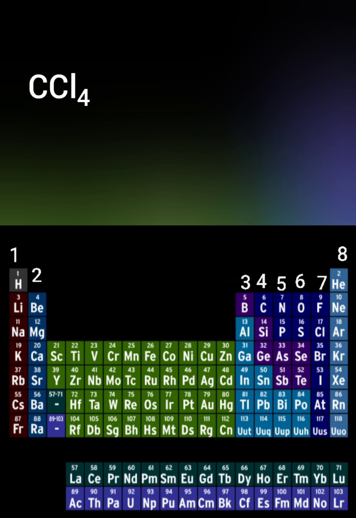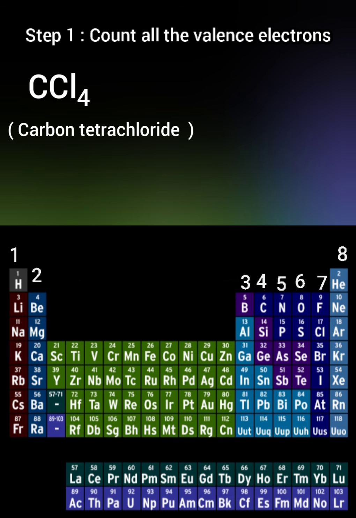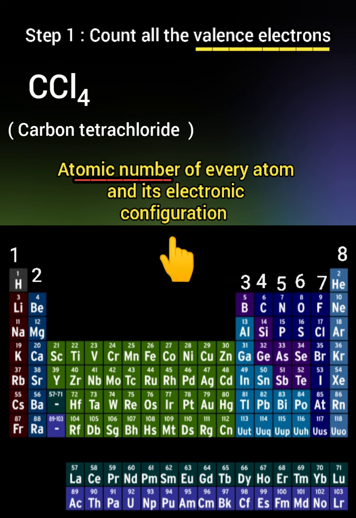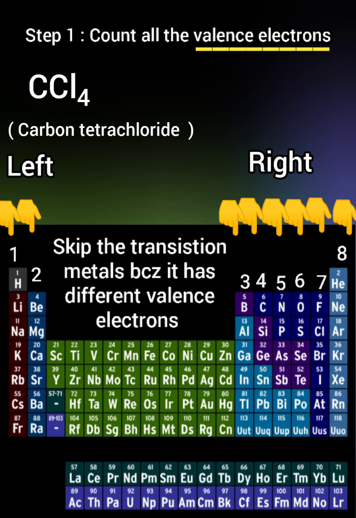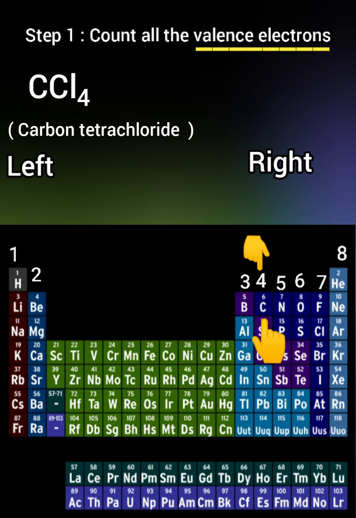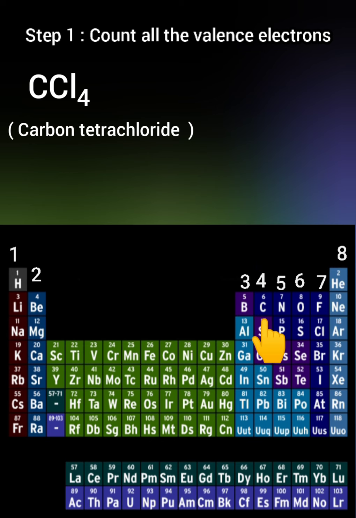The first molecule we're going to see is carbon tetrachloride. Here we have 5 steps to give the Lewis dot structure of this molecule. The first step is to count all the valence electrons. Knowing the valence electrons of every atom is a little difficult. If you know the atomic number of every atom and its electronic configuration, it will be so easy. Otherwise, simply count the columns of the periodic table from left to right; the number of that column tells us the valence electrons of the atoms in that column.